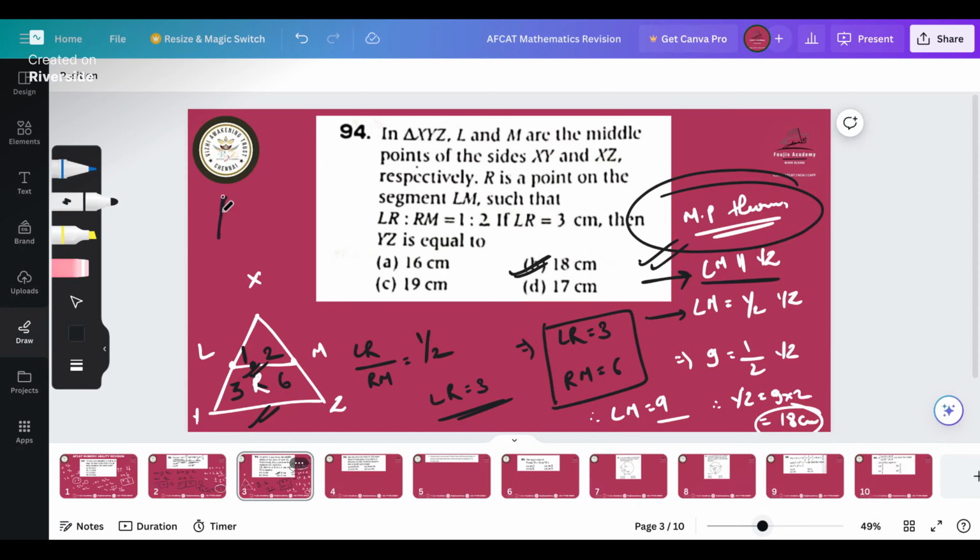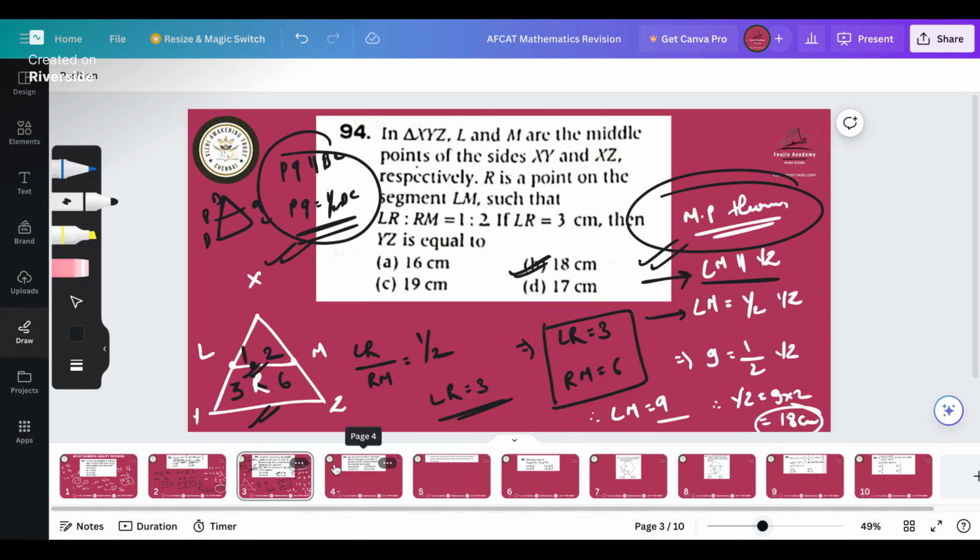In any given scenario, let's say triangle ABC, and PQ. P is the midpoint of AB and Q is the midpoint of AC. In that case, PQ is parallel to BC, and PQ is half of BC, right? These are the only couple of key points that you should remember. Right, ladies and gentlemen, let's move on to the next question.